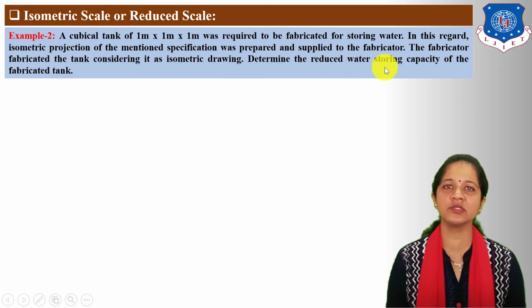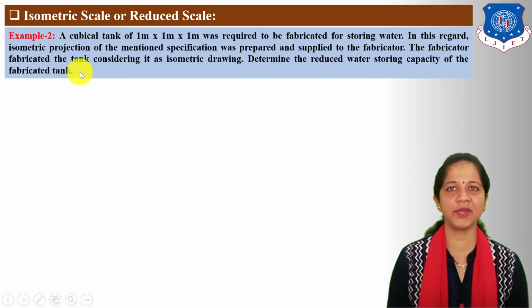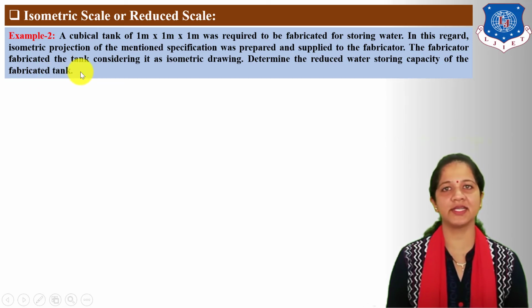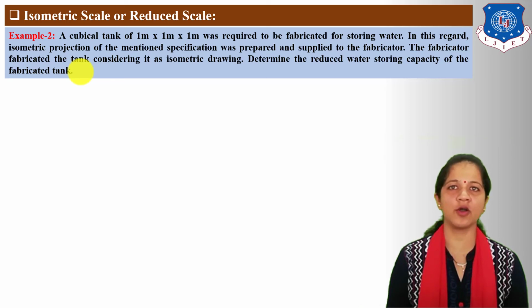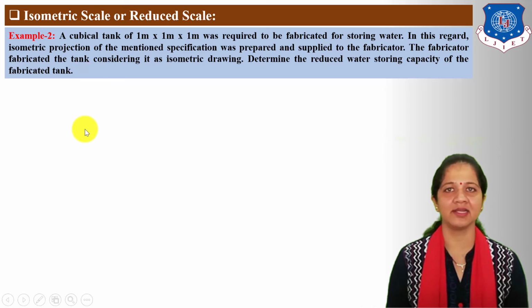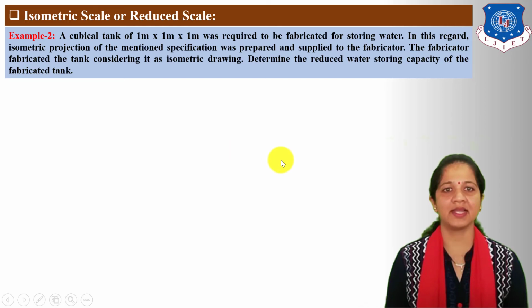Determine the reduced water storing capacity of the fabricated tank. As per given data, first consider isometric view or drawing of cubical tank, then consider isometric projection of cubical tank and find out its volume separately, and next find out its reduced storage capacity.